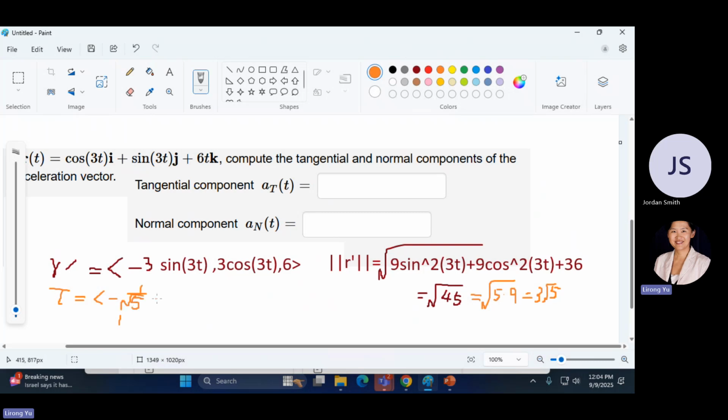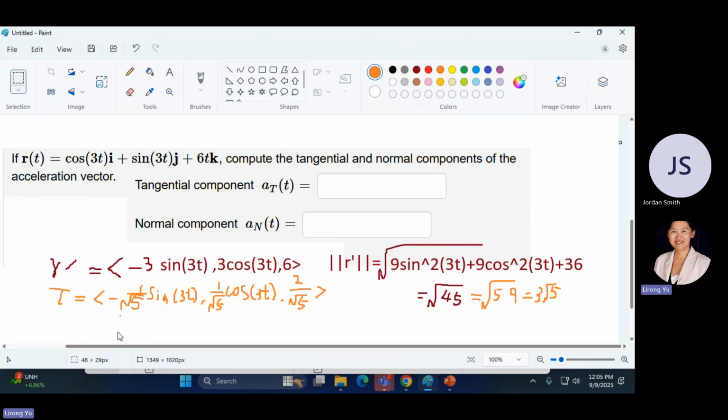So here, sine 3t, and then there's 1 over root of 5 cosine 3t. Then we have 6 over 3 root 5. The 3 cancels into 6, which is 2 over root of 5. That's the tangent vector. I want to follow what we have in our definition.